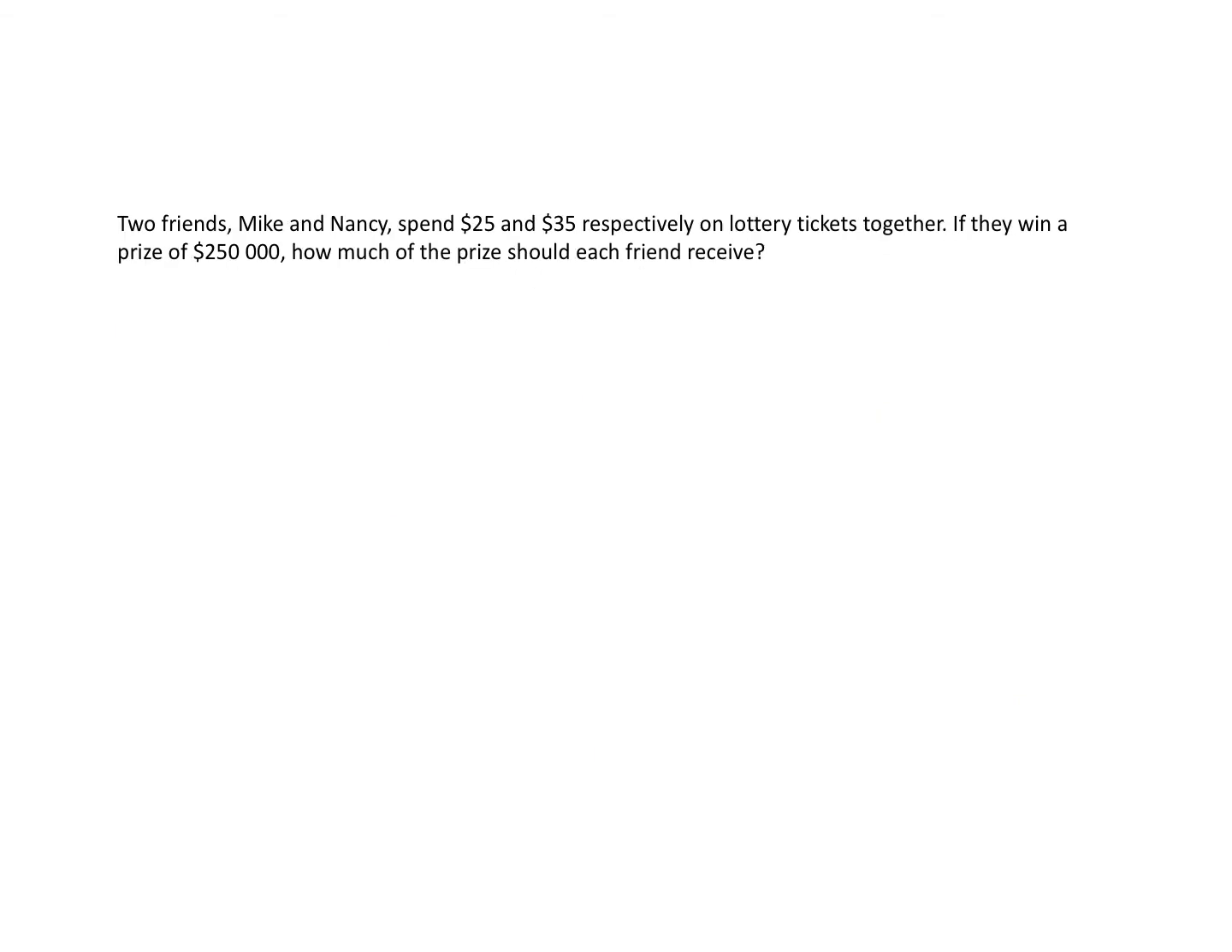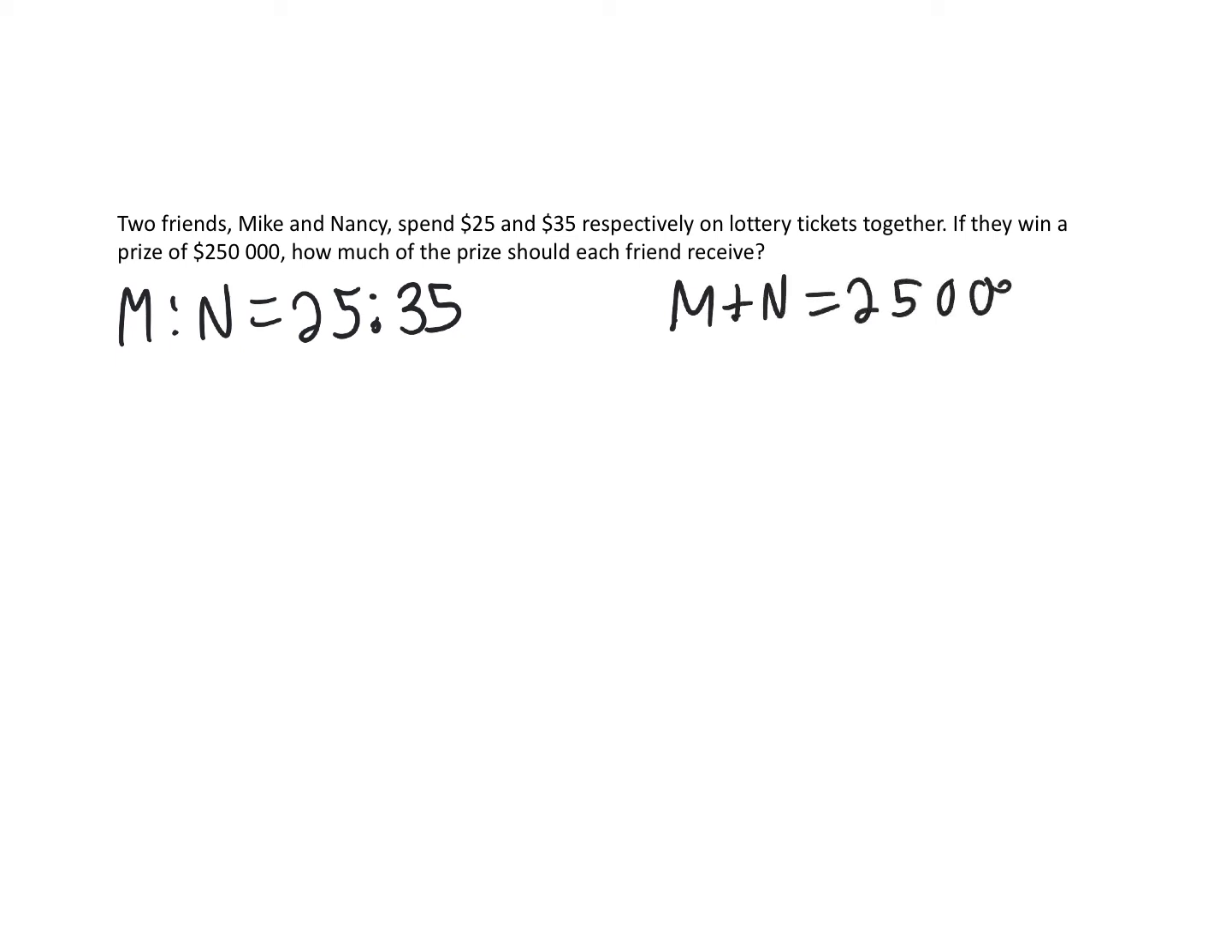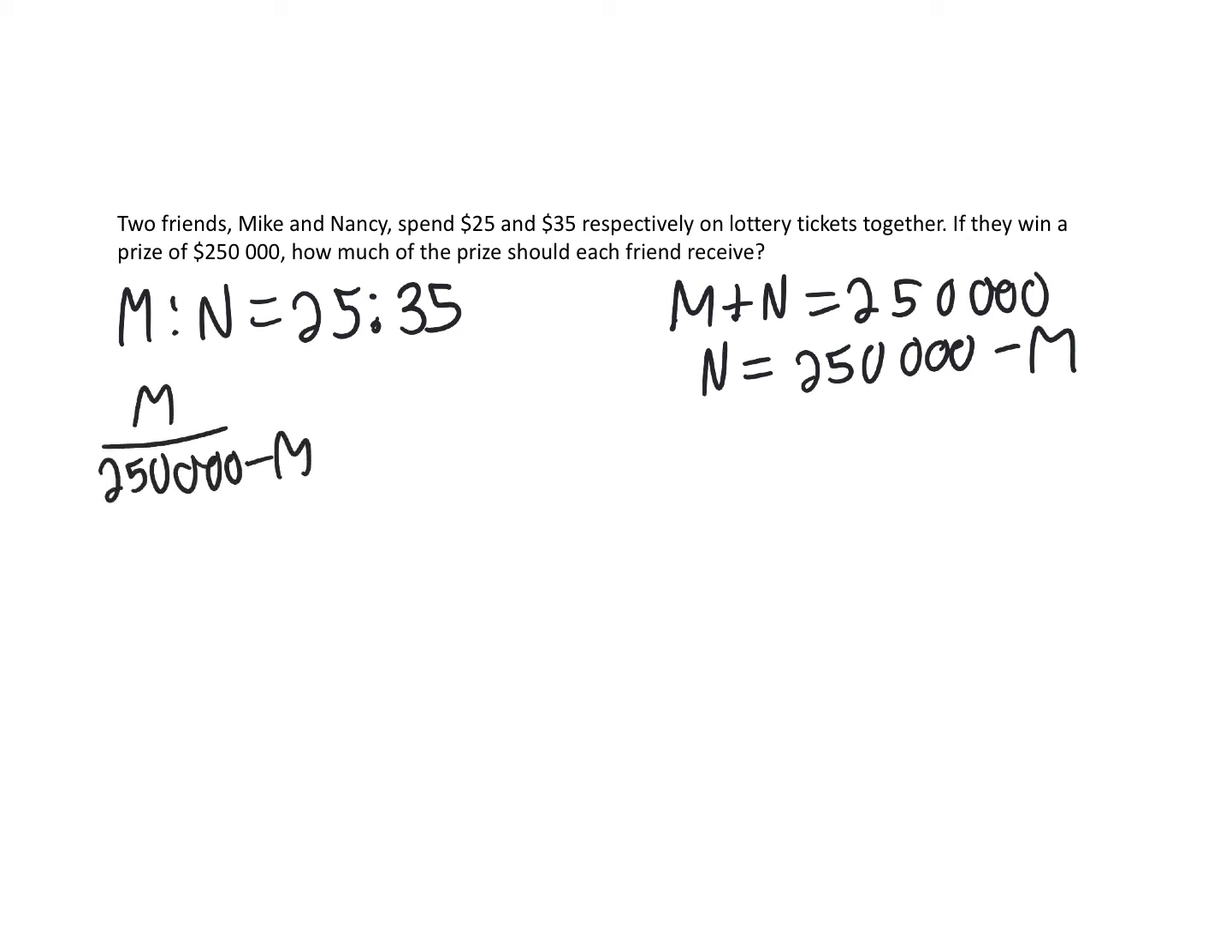Now here we have another one. Two friends going in together on the lottery, and they're going to split their winnings appropriately to how much money they spent on the tickets. So we have Mike to Nancy equals 25 to 35. Now one of the easiest ways to set up one of these ones is Mike plus Nancy is going to be the 250,000 total. So Nancy is the 250,000 minus Mike. If you can remember just to subtract like this, you can save yourself a step, but we're going to keep it this way. Now we want it in fraction form, so m over 250,000 minus m equals 25 over 35.